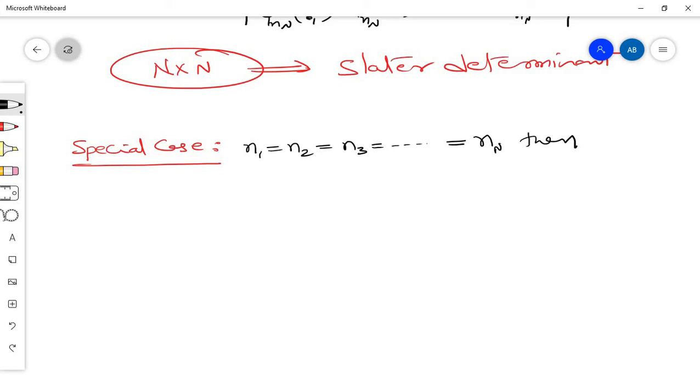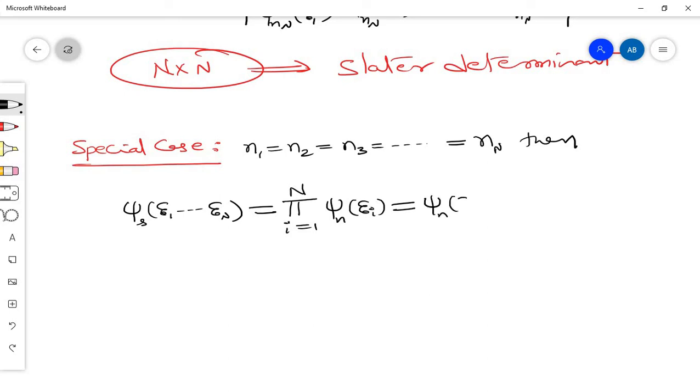So the symmetric function can simply be written for E1 and so on up to En. Psi n1, psi n2, psi n3 are all the same. It is simply the product, with i ranging from 1 to n, of psi n Ei. That will be equal to psi n1 E1, psi n2 E2, all the same, and so on, psi nn En.